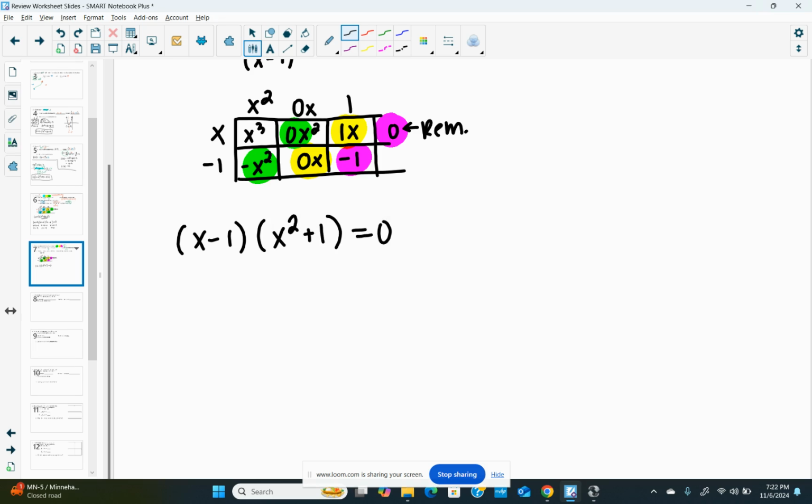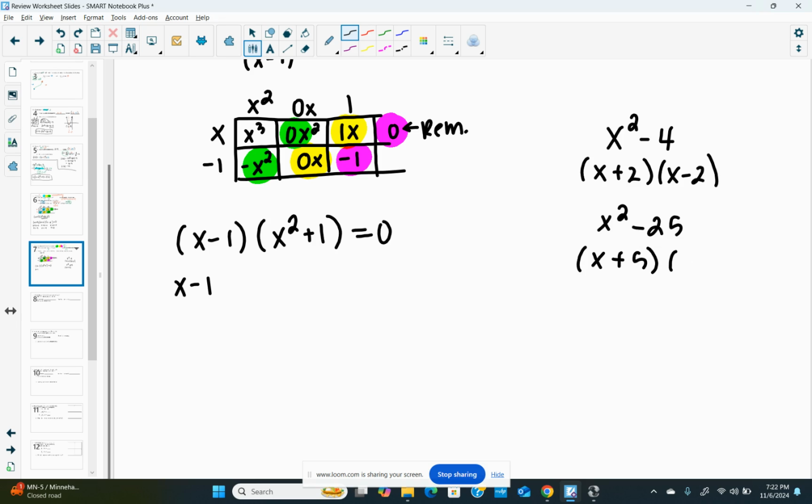And we want to find the zeros, so this is equal to 0. So we would say, and now this doesn't factor. So x squared plus 1 doesn't factor. If you have a difference of squares, so if it was like x squared minus 4, this would factor to x plus 2, x minus 2. Or if it was x squared minus 25, then it would factor to x plus 5, x minus 5. But if it's a sum of squares with an addition there, then it doesn't factor. Okay? So this one isn't going to factor.